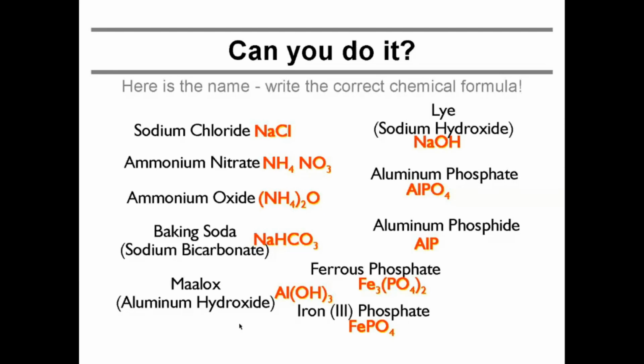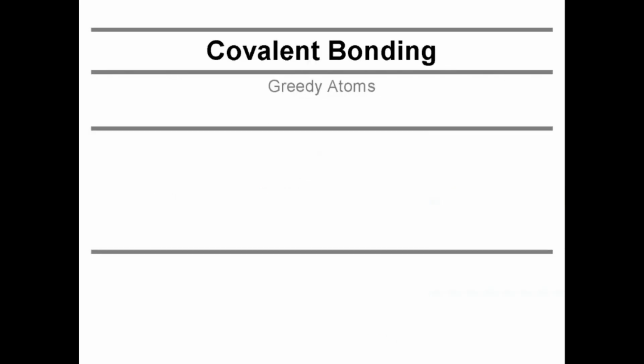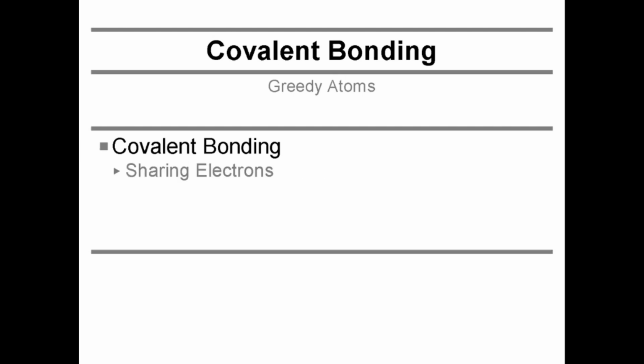Okay, so a little bit about how we put things together. Now, bonding. How do we bond? What we talked about, giving up an electron or gaining an electron, we often call ionic bonding, but there is what we call covalent bonding, subtitle greedy atoms. So what is covalent bonding? Covalent bonding is where we share the electrons. We don't give them up.